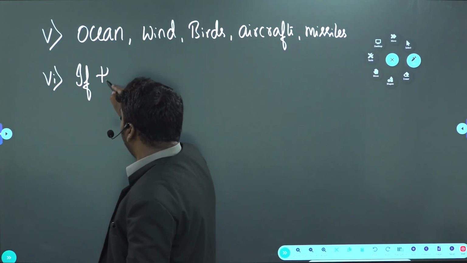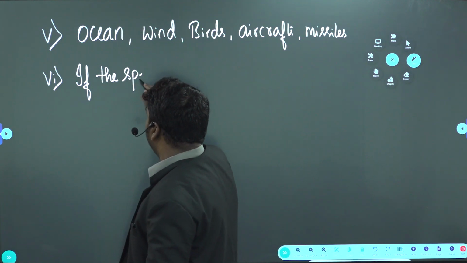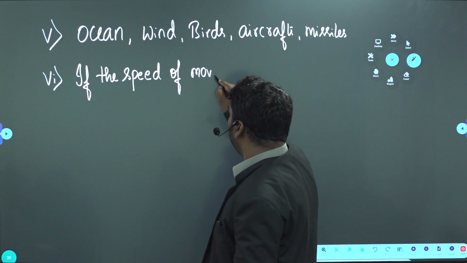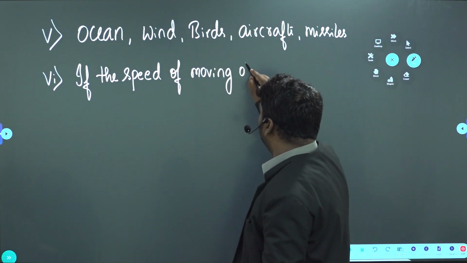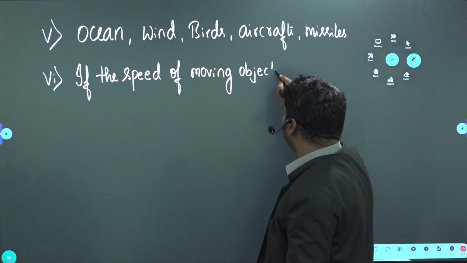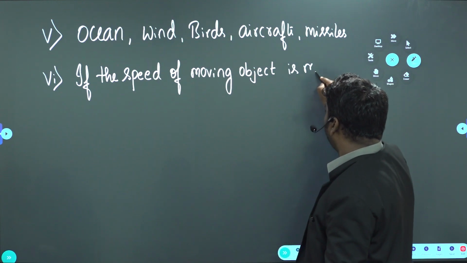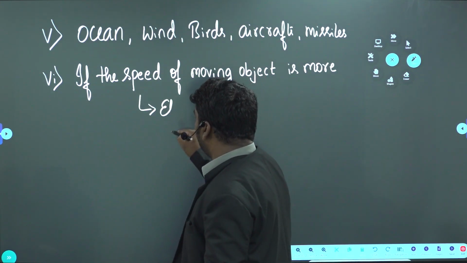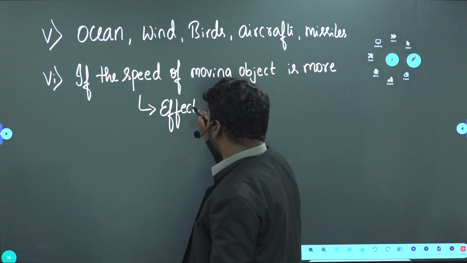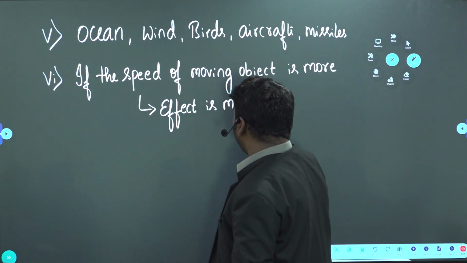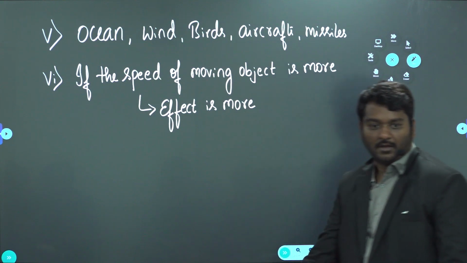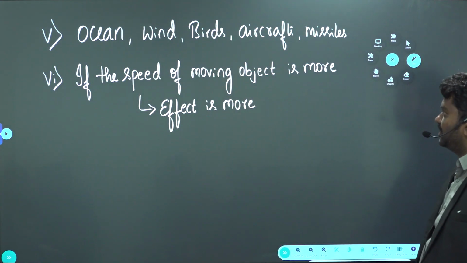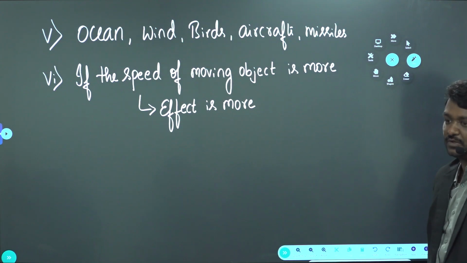Last, if the speed of the moving object is more, Coriolis effect is more. Fine. Deflection is also more. If the speed is more, deflection is also more.